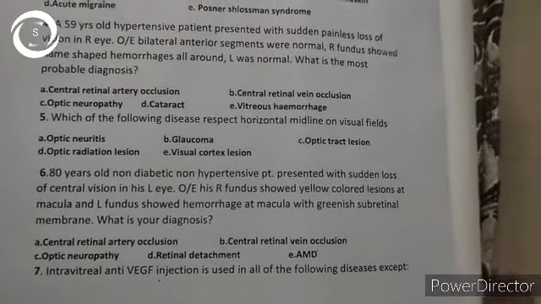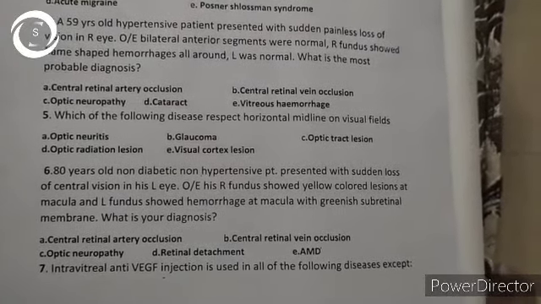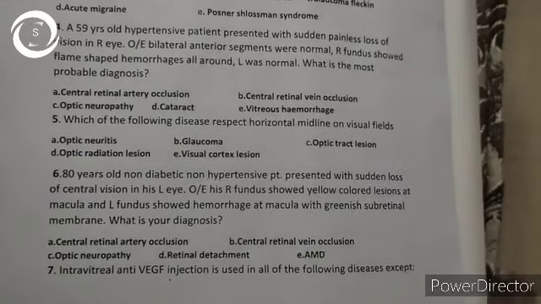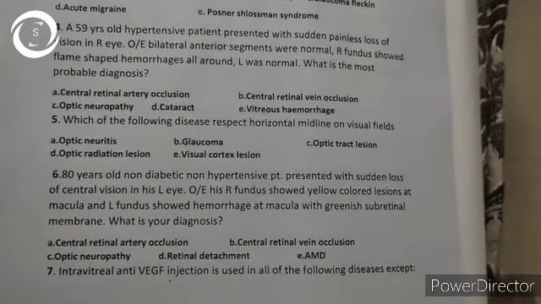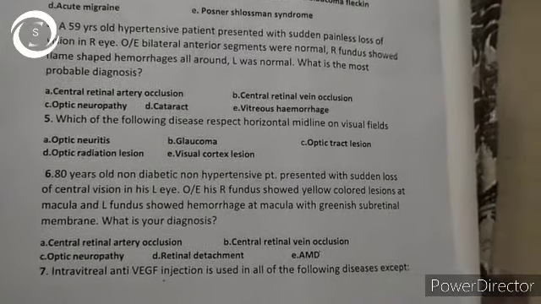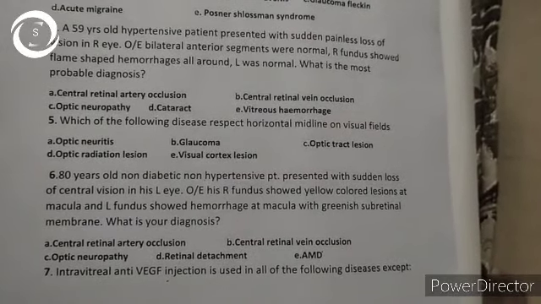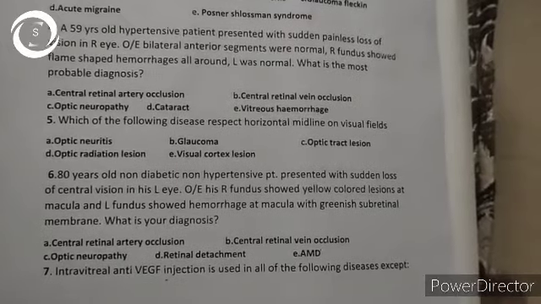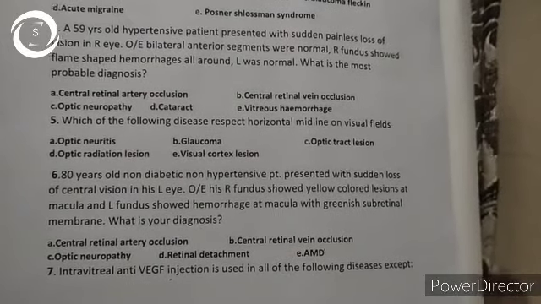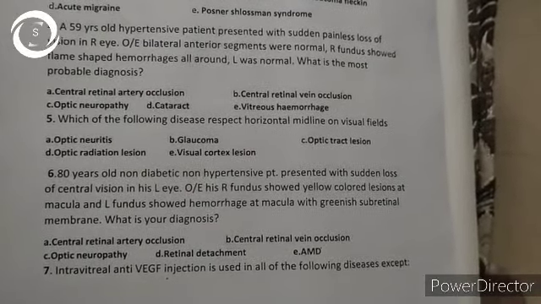Now the 6th question is an 80 years old non-diabetic non-hypertensive patient presented with sudden loss of central vision in his left eye. On examination, his right fundus showed yellow colored lesions at the macula and the left fundus showed hemorrhage at the macula with a greenish subretinal membrane. What is your diagnosis?